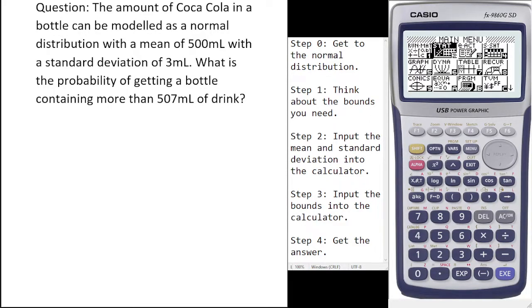Question. The amount of Coca-Cola in a bottle can be modeled as a normal distribution with a mean of 500 ml and a standard deviation of 3 ml. What is the probability of getting a bottle containing more than 500 ml of drink?